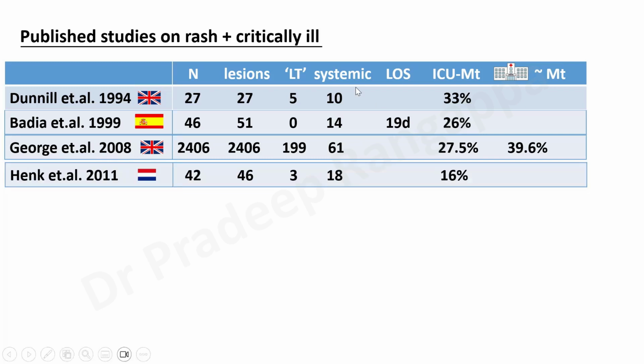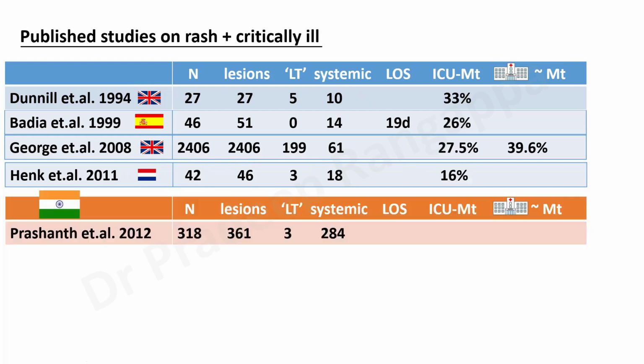And the mortality is anywhere between 16 to 40% if you look into all these studies, because it is 27.5 in this study. So this was a study which came from Netherlands, more recent, 2011, 42 patients, 46 lesions, 3 systemic, ICU mortality was 16%. So these are all the Western studies, basically trying to tell you that don't ignore skin lesions. They have a bearing on mortality and morbidity, and the systemic manifestation is something that one needs to look into. So we'll move into Indian studies.